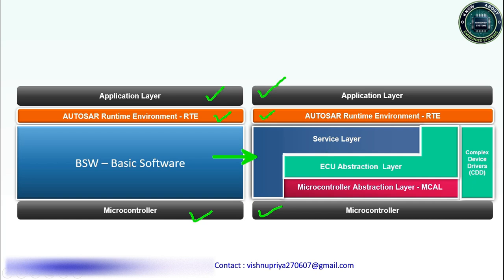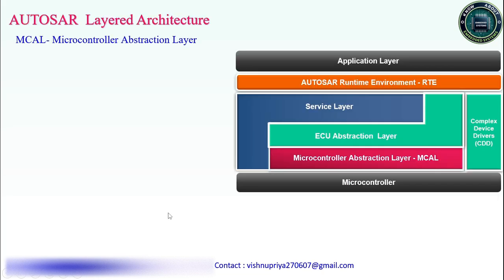The first layer is called the service layer. This is the topmost layer of your BSW. Then we have the ECU abstraction layer. Then we have MCAL, that stands for microcontroller abstraction layer. And then we have the complex device driver. So totally there are 4 sub layers available in the base software. We will study one by one. What is the service layer? What is the ECU abstraction? What do you mean by CDD? What do you mean by MCAL?